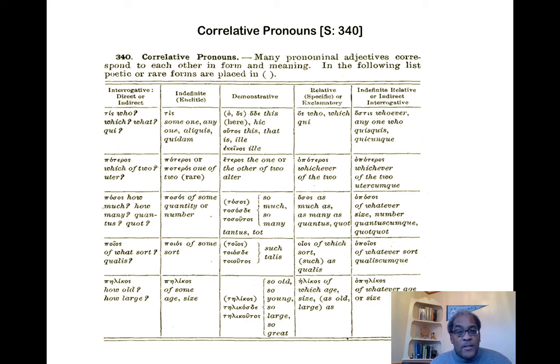Then you have pausos, how much? How much money do you have? And versus pausos, the enclitic, I have some quantity of money. And poios, of what sort is your car? Oh, it's of some sort, poios, the enclitic form. And then pelikos, how old are you? But pelikos, I'm of some age.